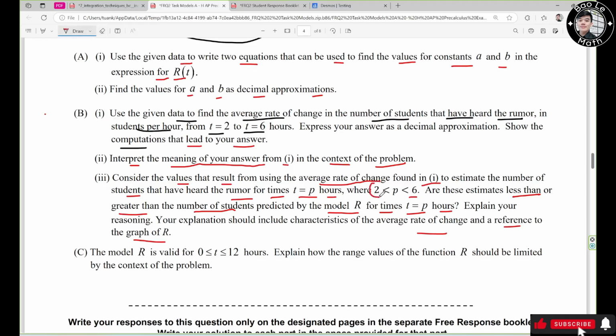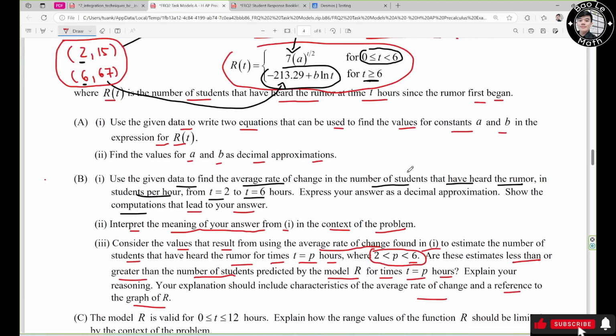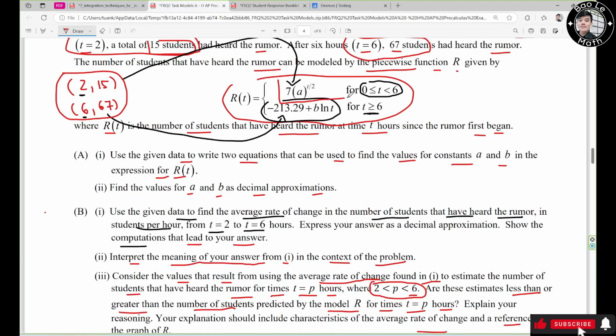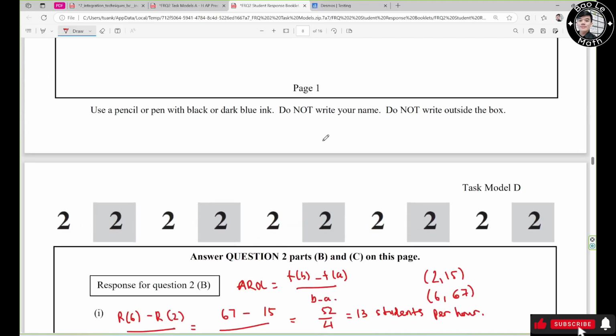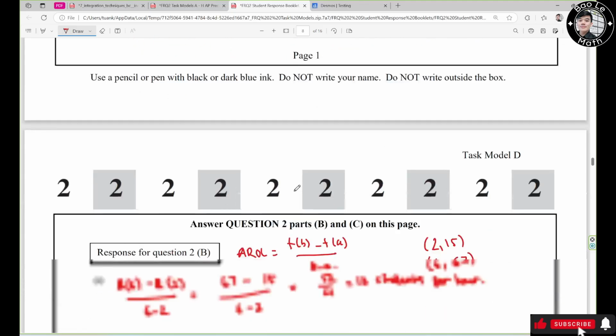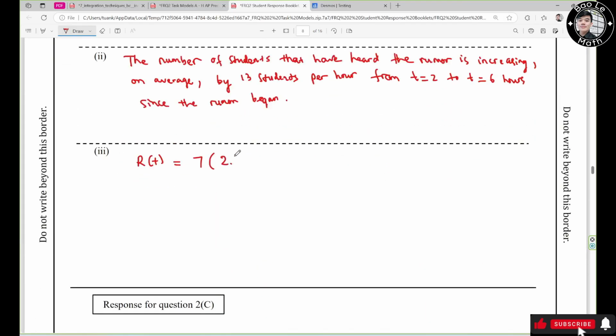Alright, because the domain is from 2 to 6, we look at the graph here and use the first piece. The function is R(t) equals 7 times A to the t over 2, where A equals 2.142, so it is 2.142 raised to the 1/2 t. This is an exponential function with a common ratio greater than 1, so it is an exponential growth function. The function is concave up. So if we graph this one, it's going to be something like this.